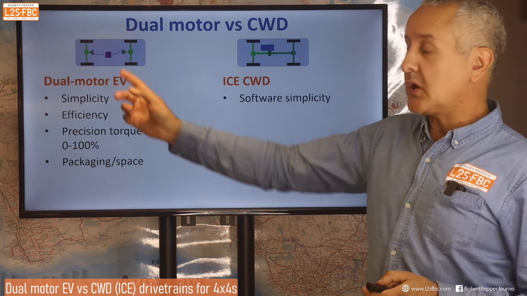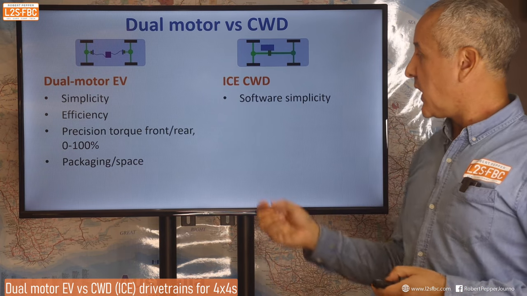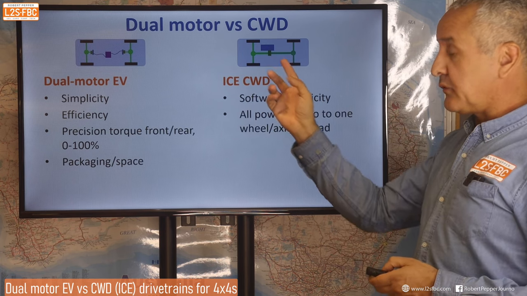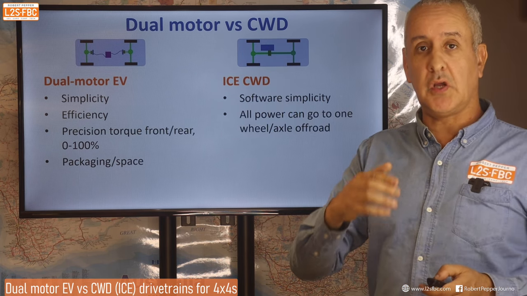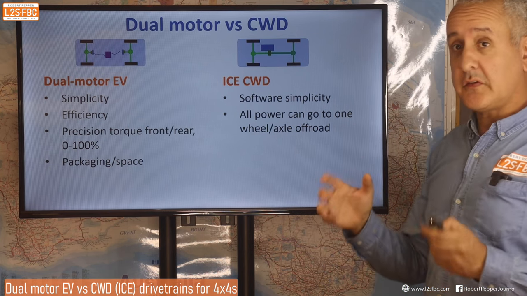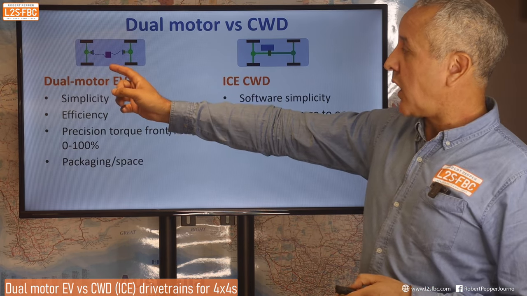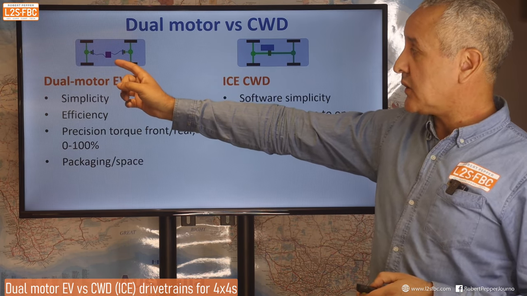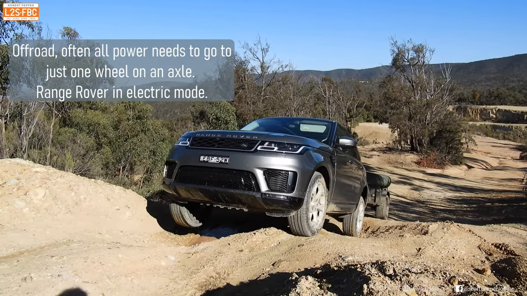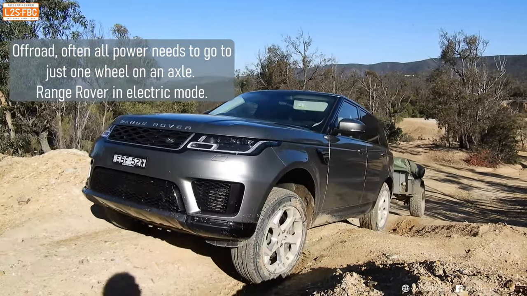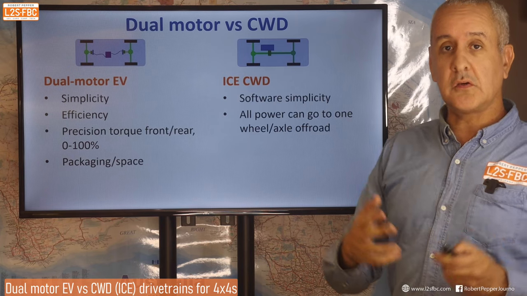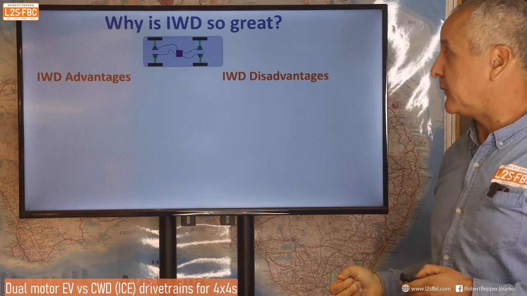The software engineering required to do the EV setup is complex. With the conventional one, there's much less, because you're just using prop shafts, right? Although there is some software engineering to say how much torque goes front and rear if you don't lock that centre diff out completely. Now, the other advantage here, and this is a big one: if you've got two motors, you can only really get the benefit of both motors if all four wheels have some form of traction. Whereas here, you can have just one wheel on the ground, and then all of that power and torque can go to that one wheel and still keep moving you forward, and that's important off-road.